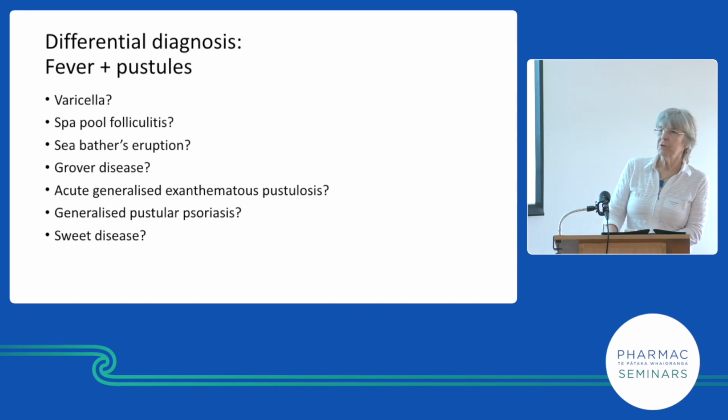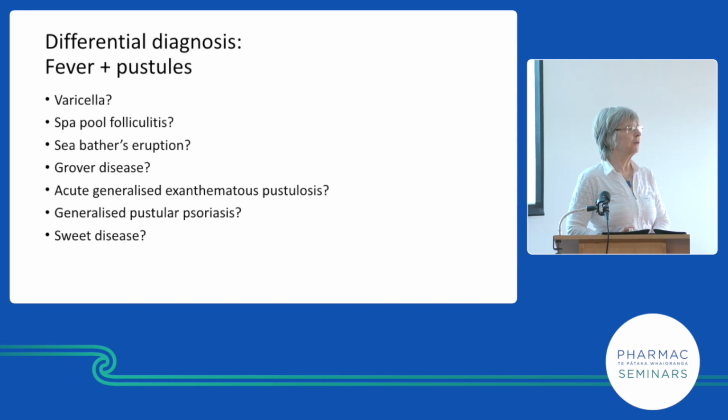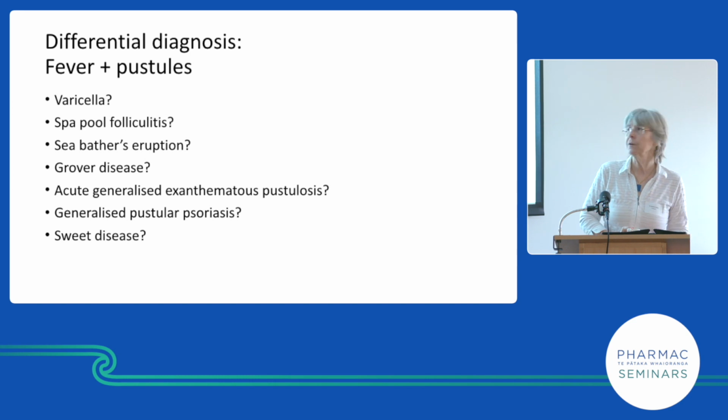Acute generalized exanthematous pustulosis is a drug rash. Generalized pustular psoriasis is rare. Sweet disease. Anyone heard of Sweet disease? It's also called acute neutrophilic dermatosis. And so that can happen out of the blue. They have a fever, they have aches and pains, and they have a rash, which often has pustules or pseudopustules or vesicles or pseudovesicles. That means it looks like a vesicle, but you can't get fluid out of it.